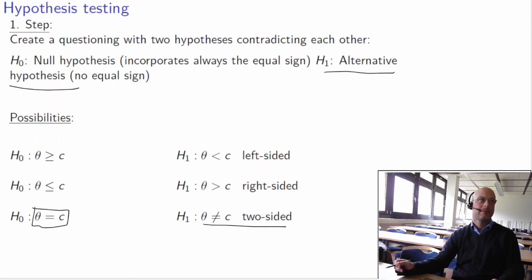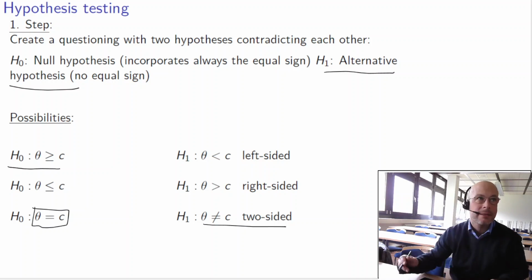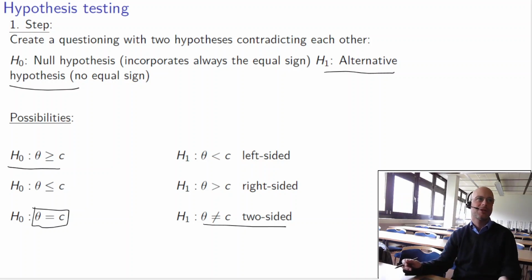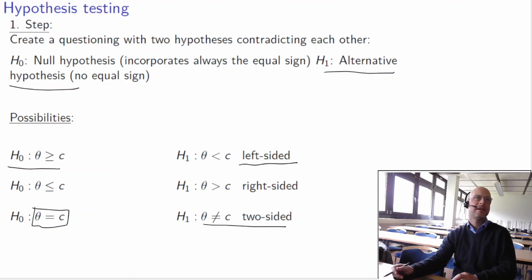Or we assume that our parameter is equal or larger than a specific value. Then the alternative hypothesis is our parameter is smaller than our specific value. And this, of course, is then a left-sided test, and the other way around.